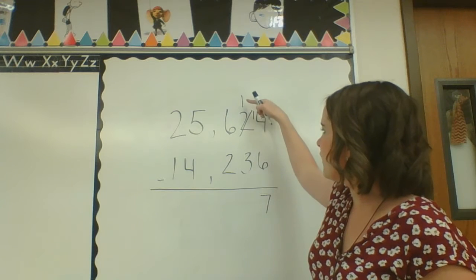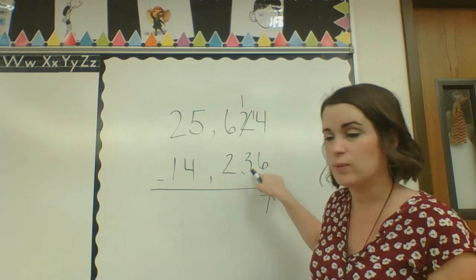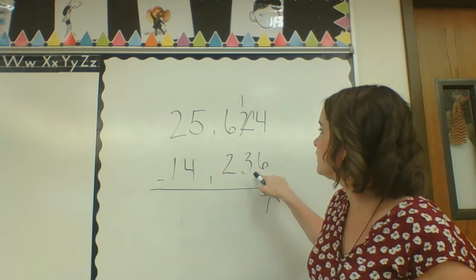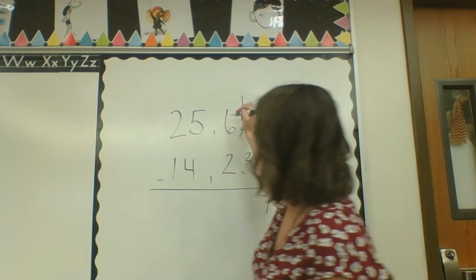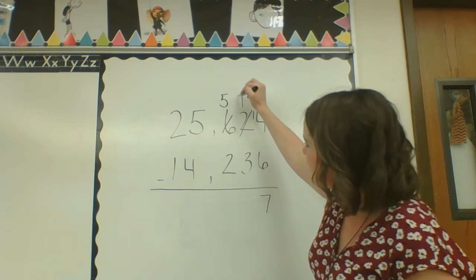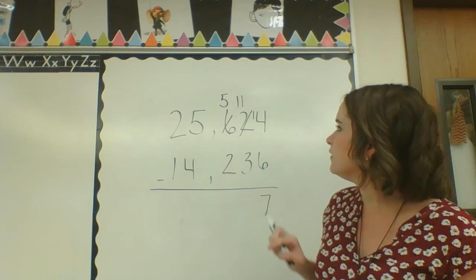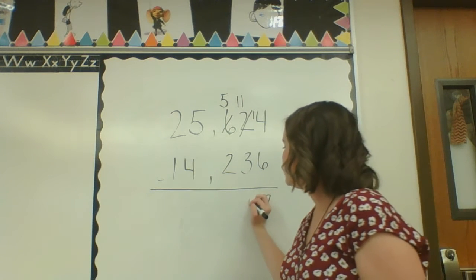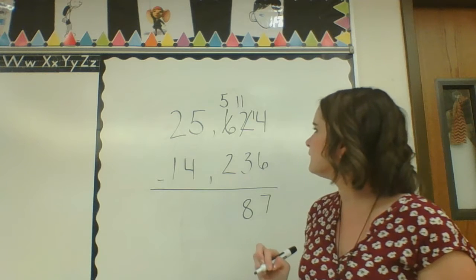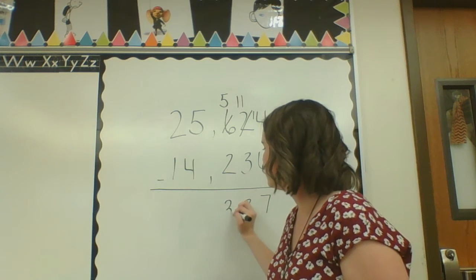Okay, so now I have 1 minus 3. Again, I cannot take 3 away from 1. There's more on the floor. So I need to go next door again, borrow 1. That becomes 5. So now this number becomes 11. So 11 minus 3 now. You get 8. 5 minus 2 is 3.